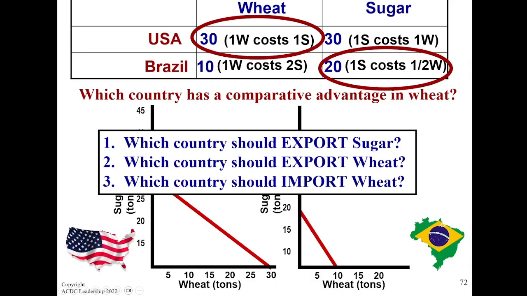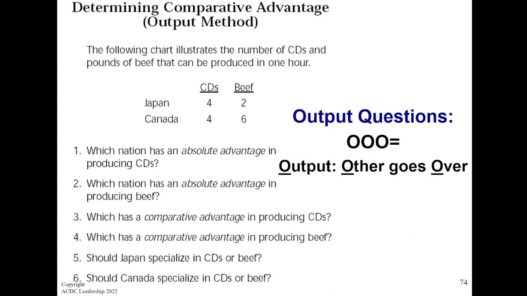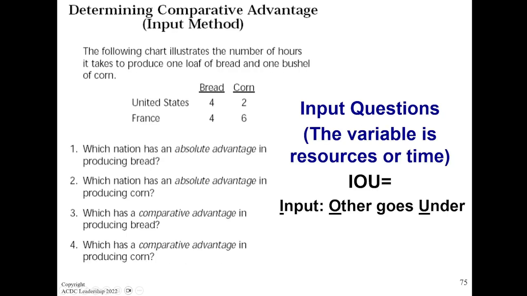So here are a couple tricks for determining comparative advantage. For output questions, the other good goes over. So if we say beef, Japan to produce beef, the other goes over, so CDs will go over. So it'll become 4/2. Japan has to give up 2 CDs, whereas Canada only has to give up 2/3.